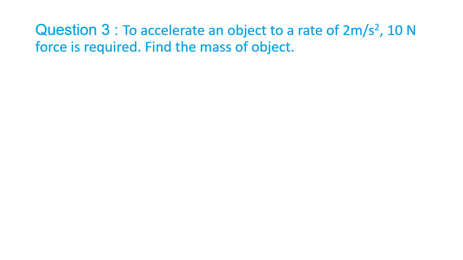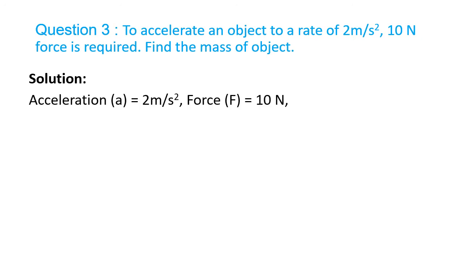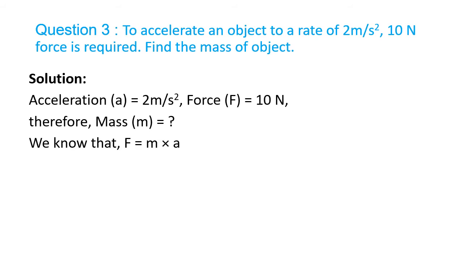Then now we are given the acceleration is 2 meter per second square and the force is given. To accelerate it at the rate of 2 meter per second square, 10 Newton force is required. Here we have to find the mass of the object, but the formula remains the same. We are given a and F and we have to find mass. So the formula is F equal to m into a. If you rearrange, what will you get?